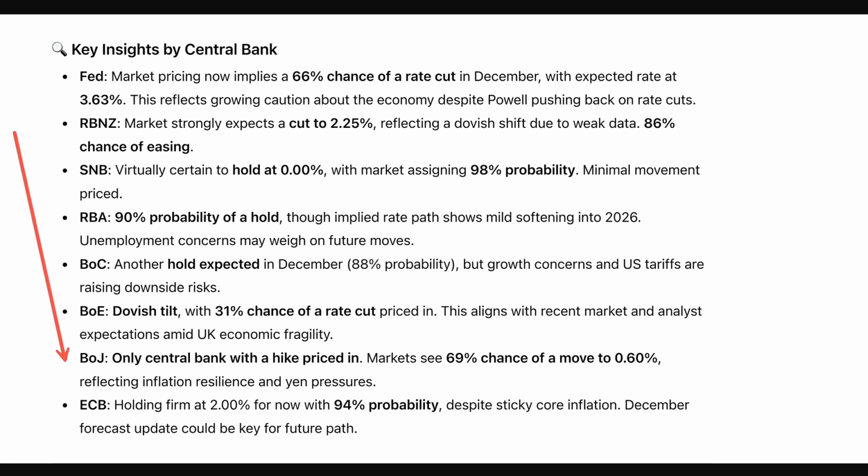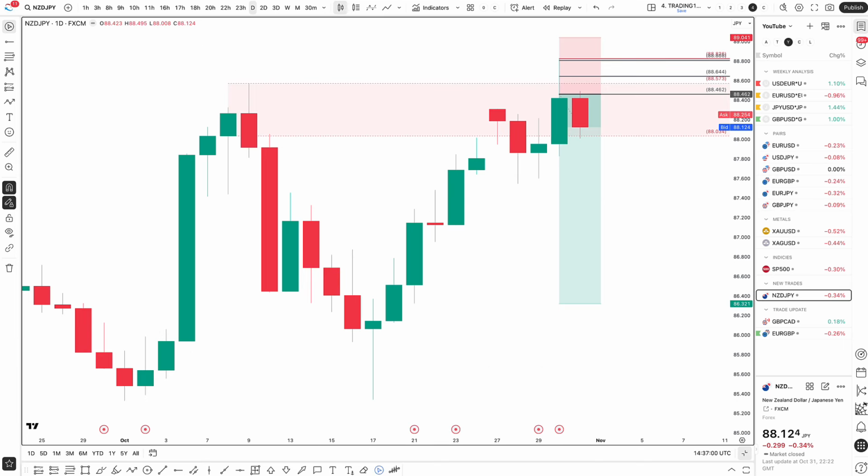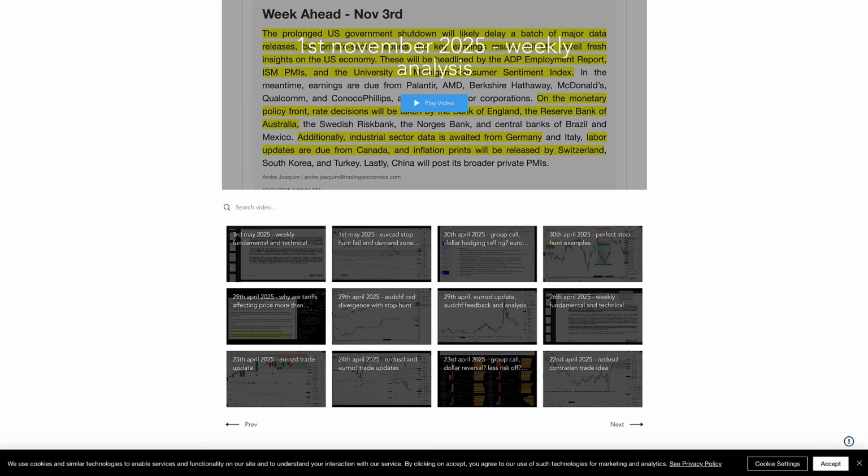And then we've got the Bank of Japan, only central bank with a hike priced in. Markets see about a 69% chance of a move to 0.6%, reflecting inflation resilience and yen pressures. So two diverging central banks at the moment. And so this is an area that I was looking for a sell. We were talking about this, in fact, in the group. I made a video about it.